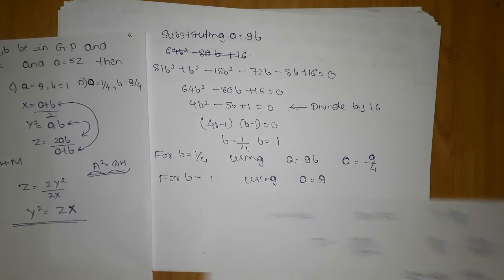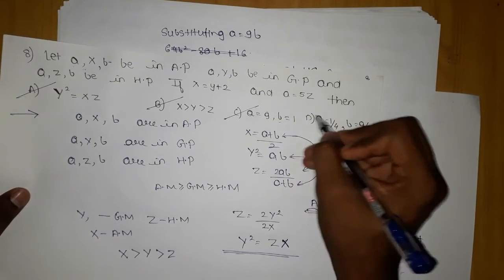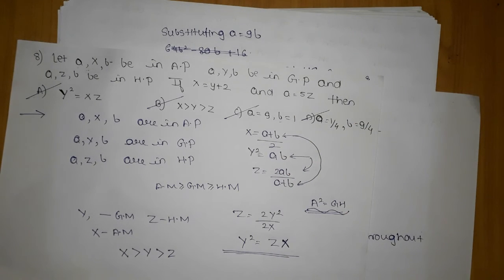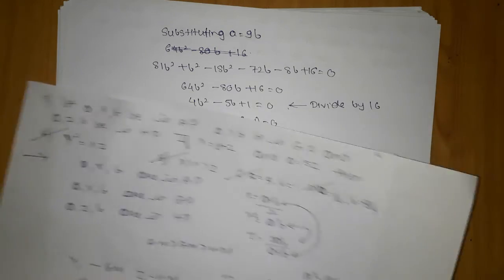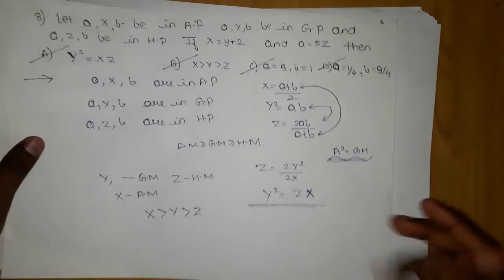9 comma 1, 9 comma 1, yes, 1 by 4 comma 9 by 4. So these two options are also correct. Okay, so here all the options have come correct. Okay, now let's move on to the next question. Okay, hope you have understood each and every step.